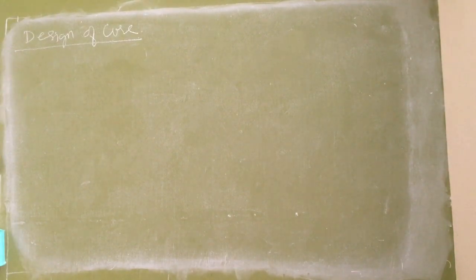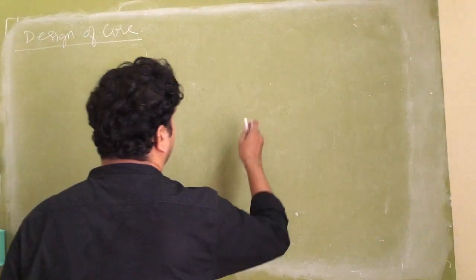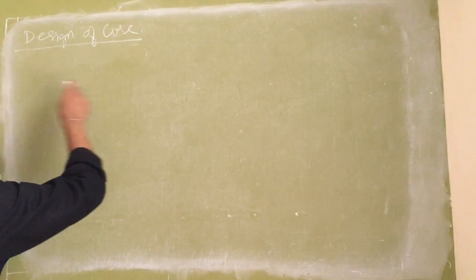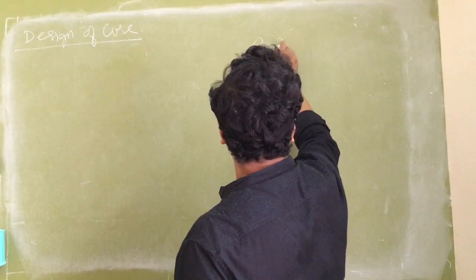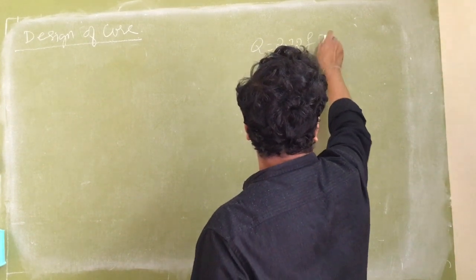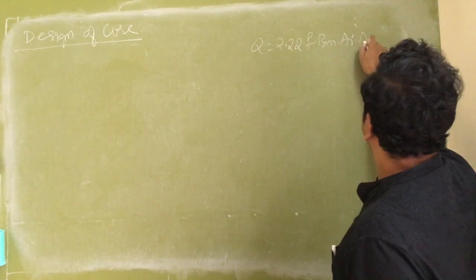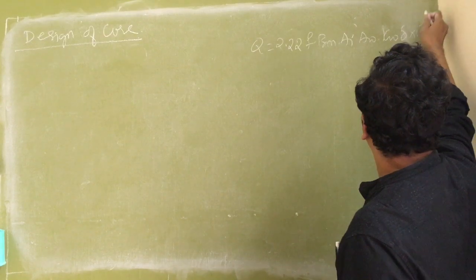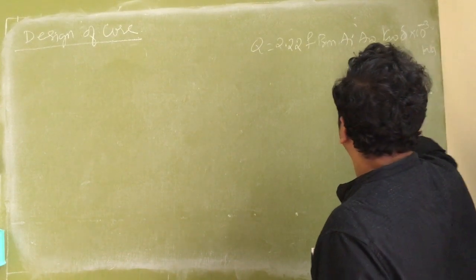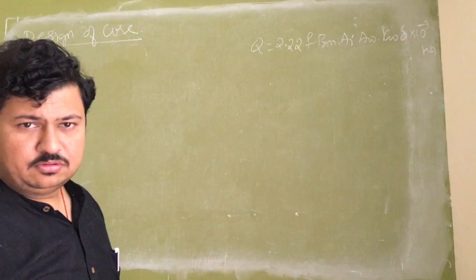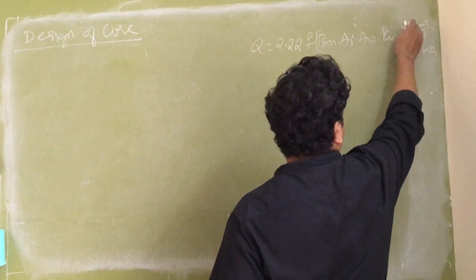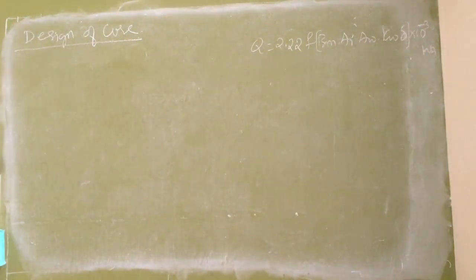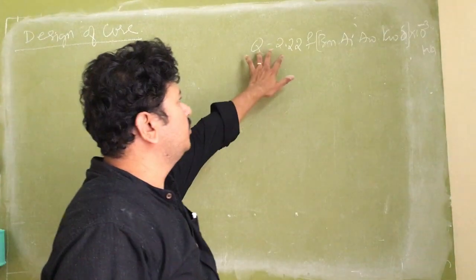So what the design of the core consists of: say we have the output equation Q equals 2.22 f Bm Ai Aw Kw delta into 10 to the power minus 3 kVA. Unless and until I know all these quantities in the output equation, I cannot go for the design. So now I have got the output equation.